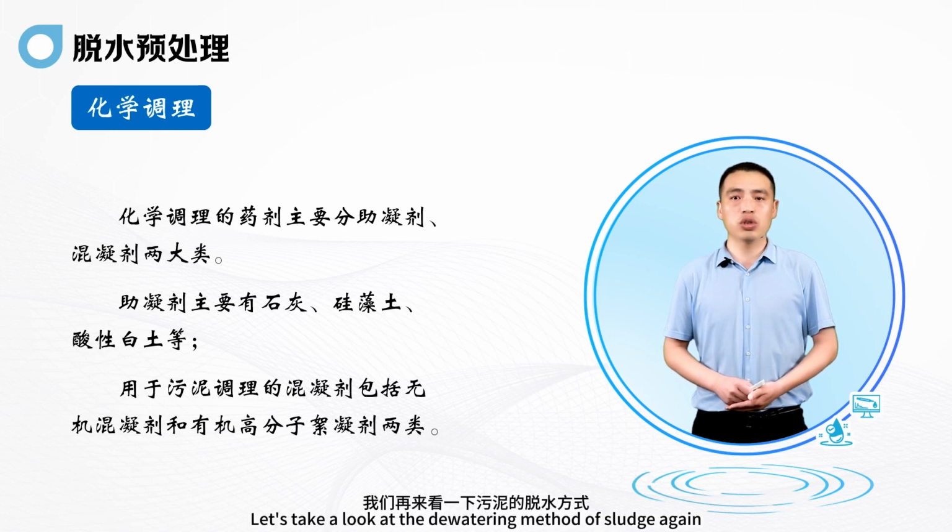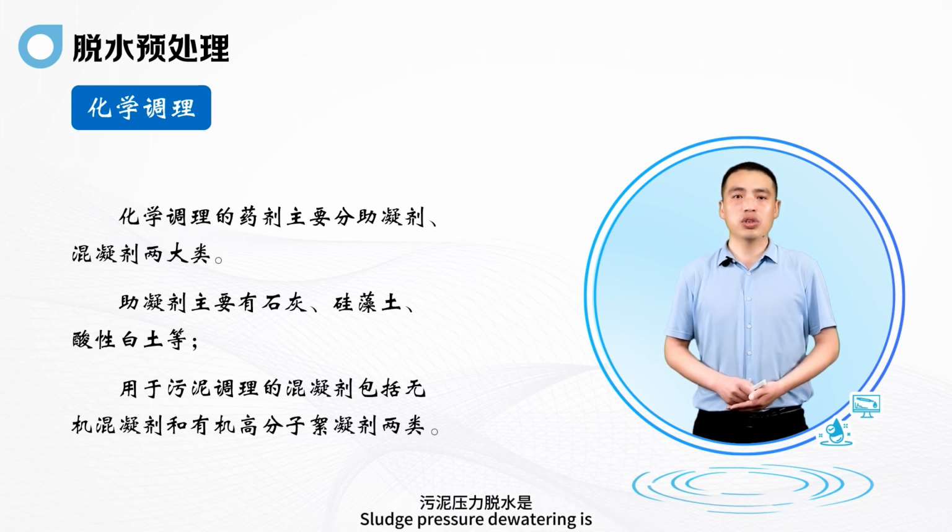Let's take a look at the dewatering methods of sludge. One type of dewatering is pressure dewatering. Sludge pressure dewatering refers to placing sludge on a filter medium and applying pressure to the sludge on one side, forcing moisture through the medium and separating it from the sludge, to achieve dewatering.